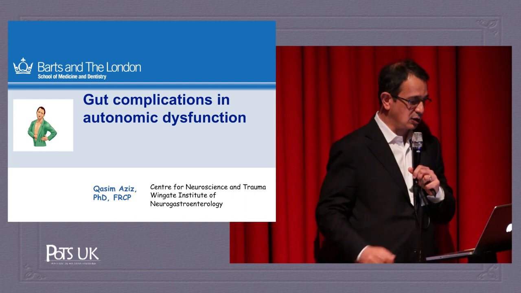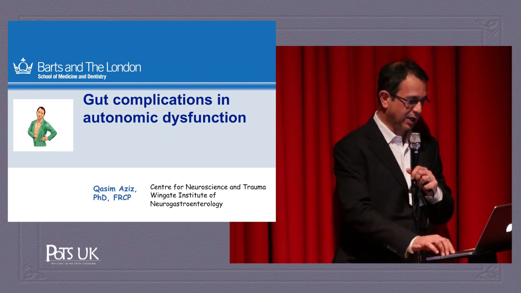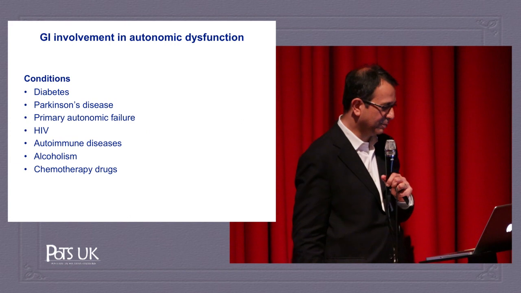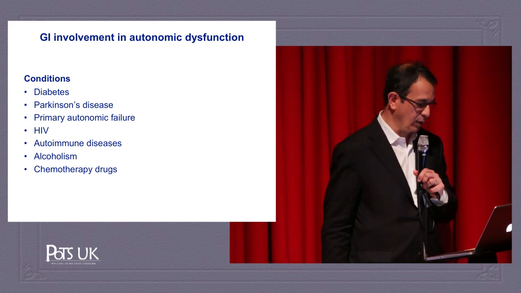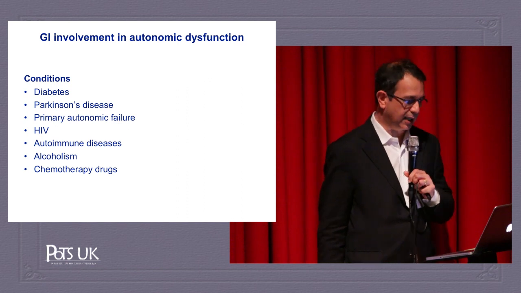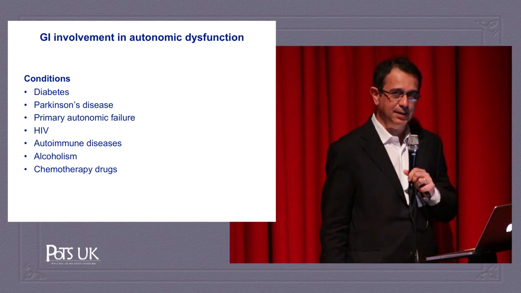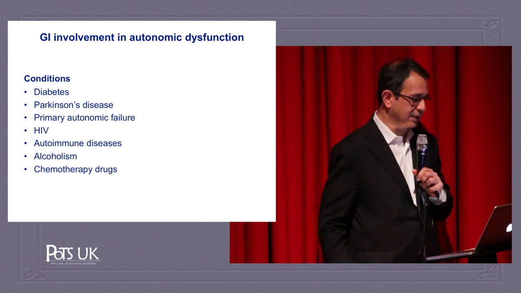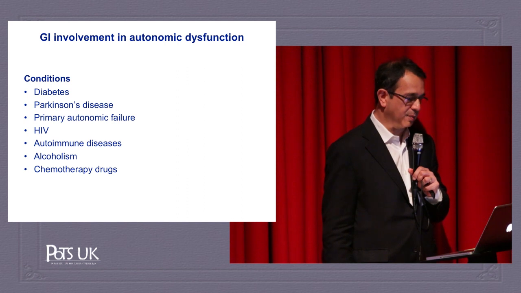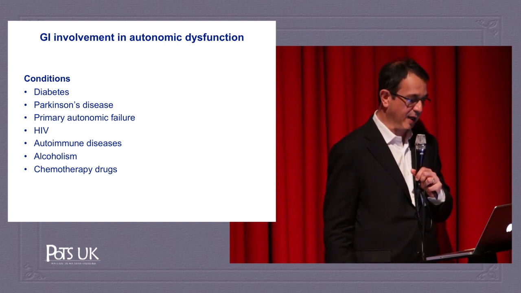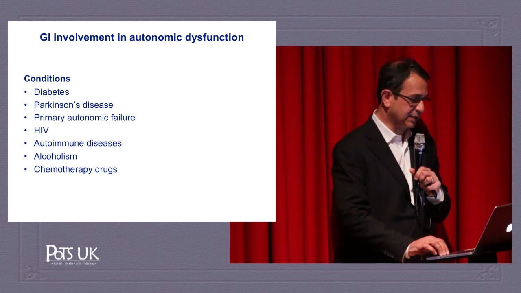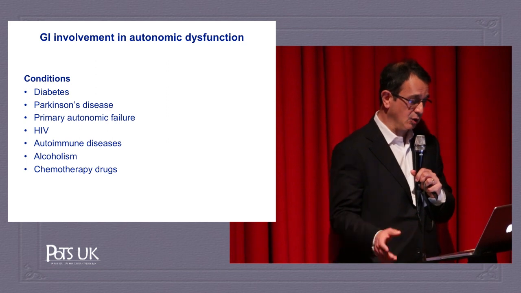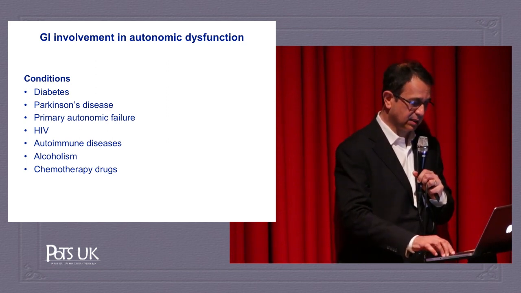The title of my talk is Gut Complications in Autonomic Dysfunction. So I thought I should have one slide at least which talks about autonomic dysfunction in a more general way before I try and steer towards POTS. There are a number of different conditions that can cause autonomic dysfunction, and I've got a list there. Diabetes perhaps being the most common, and of course we see this in neurological diseases. There are primary autonomic failure conditions where you cannot really identify a cause, but they produce very devastating symptoms in the gastrointestinal tract and elsewhere. HIV, autoimmune diseases, alcoholism, chemotherapy-induced drugs, and of course autonomic dysfunction has been demonstrated in POTS as well.